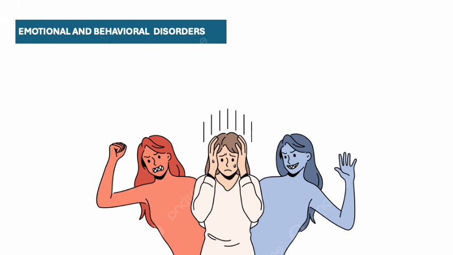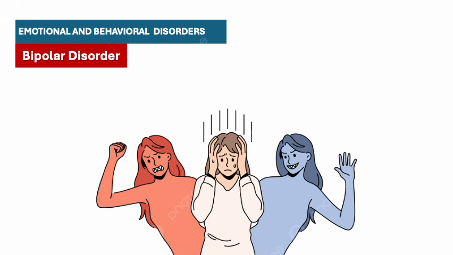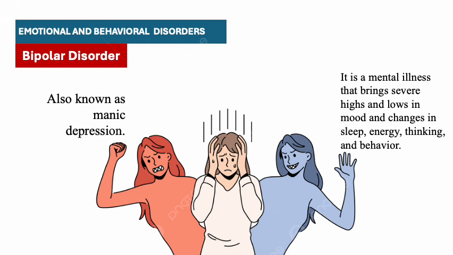Another common type of emotional and behavioral disorder is bipolar disorder, also called manic disorder or manic depression. This mental illness causes extreme shifts in mood, bringing severe highs or mania and deep lows or depression, along with changes in sleep, energy, thinking, and behavior.